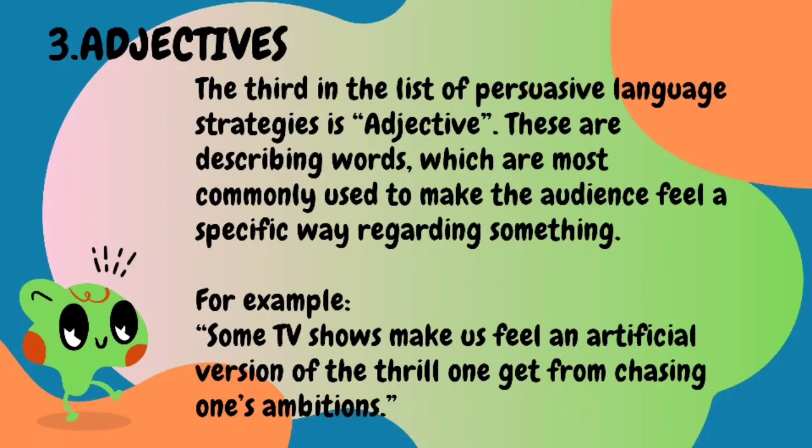3. Adjectives. The third in the list of persuasive language strategies is adjectives. These are describing words which are most commonly used to make the audience feel a specific way regarding something. For example, some TV shows make us feel an artificial version of the thrill one gets from chasing one's ambitions.